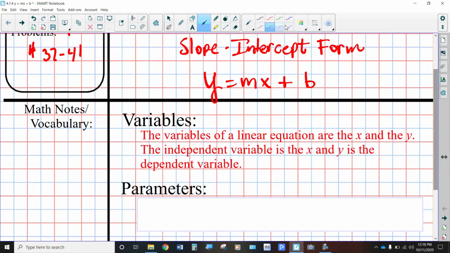Remember, these variables have to do with your x, y tables and your x, y coordinates that you'll be plugging in onto a graph. The x is your independent variable and your y is your dependent variable. So think of our tile figures. X is the number of your tile figure, and y represents how many tiles there are in each one of those tile figures.